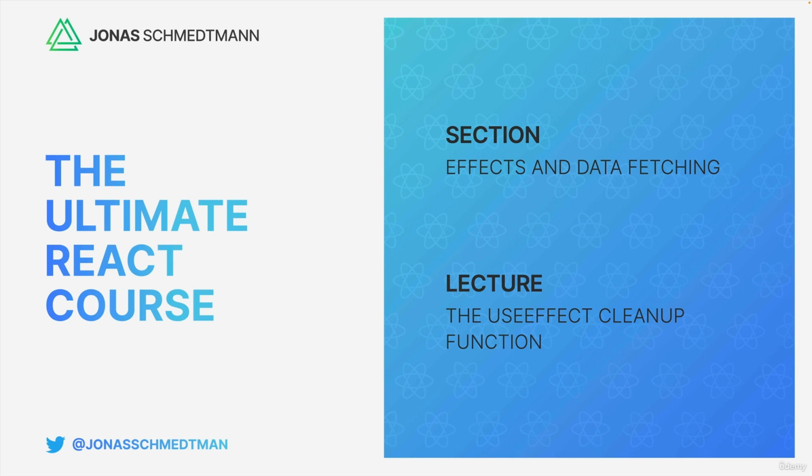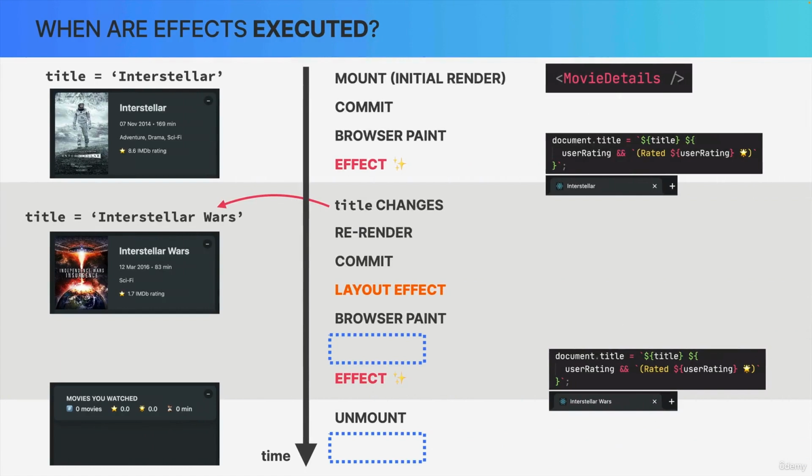So the third part of an effect is the cleanup function. And so let's now come back to the timeline that we have looked at before and the holes that we have left in it. So remember that after the last effect run, the title of the page in the browser tab was set to Interstellar Wars, right? However, once we unmounted the movie details component, we would probably like the title to return to the original text, which was simply usePopcorn. So just the name of the application.